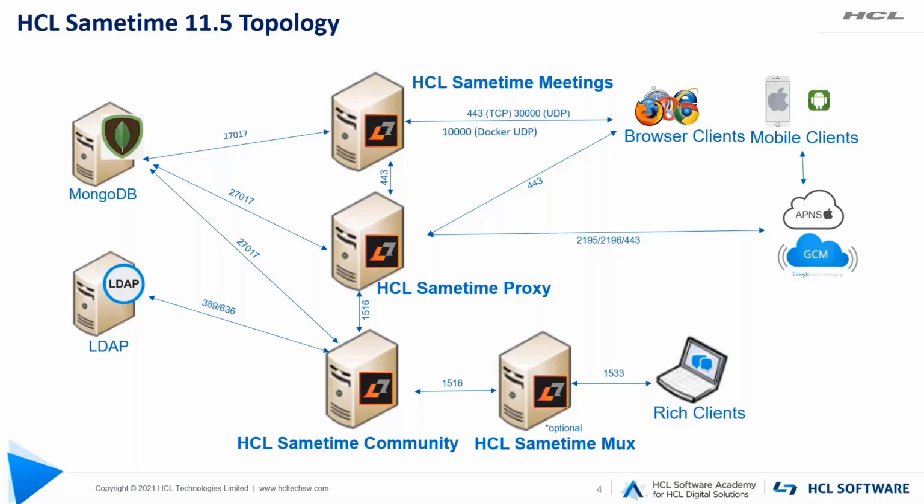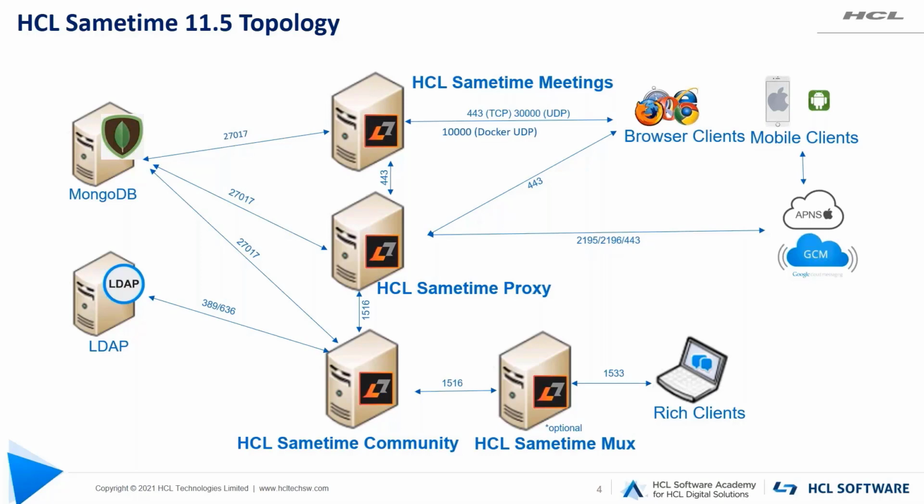The browser and mobile clients connect to the meeting server over port 443. Then this meeting server connects to Sametime proxy, and then the proxy server connects to the community server. The meeting server connects to MongoDB over port 27017, and this connection is required to store the data for created and reserved rooms. The users are authenticated from Sametime proxy and the community server API. So this was for meeting.